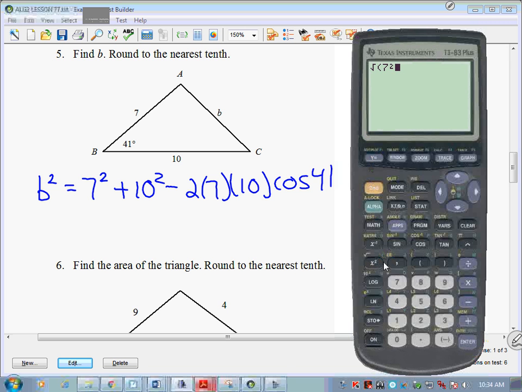Okay, 7 squared plus 10 squared minus 2 times 7 times 10 cosine 41. Close up both parentheses, hit enter, and I'm getting to the nearest 10th. What is this? 6.6 to the nearest 10th. B equals 6.6. The more that we do this, do we begin to see the pattern in solving these? Okay, great. Your answer for 6, if you work that out, should be 17. Okay. All right, we're going to hit stop right there.